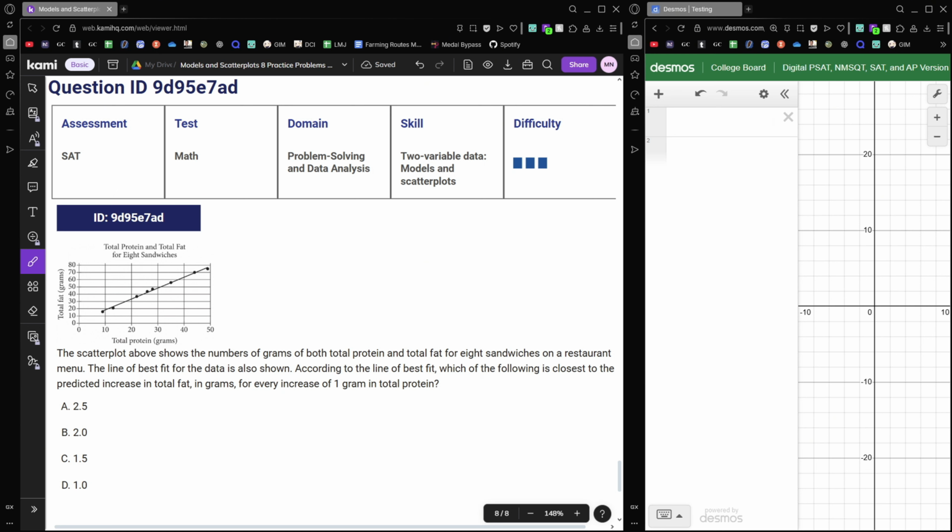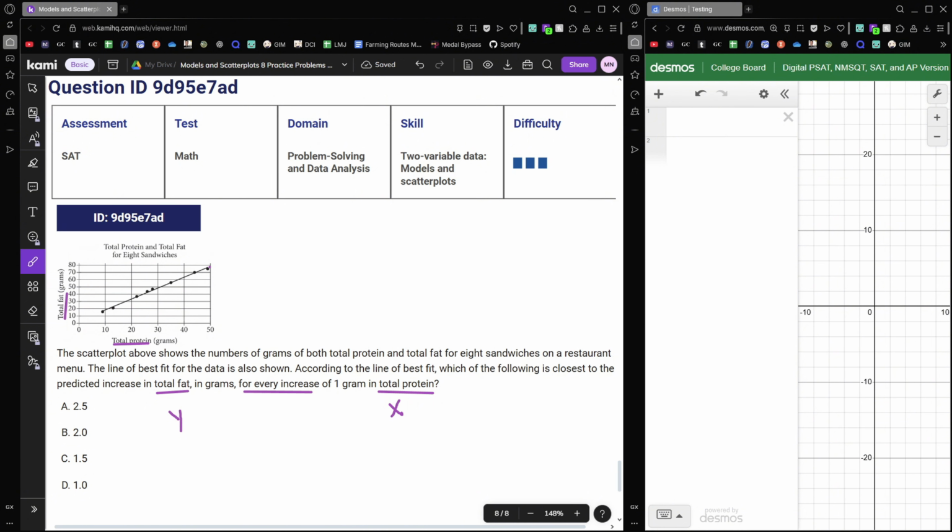So here they're asking us to find the value of the increase in the total fat, which is our Y value, for every increase in total protein, which is our X value. So they're asking us to find the value of the increase in Y for every X, which is just the slope. They're asking us to find the slope. First, to find the slope, let's choose 2 points.